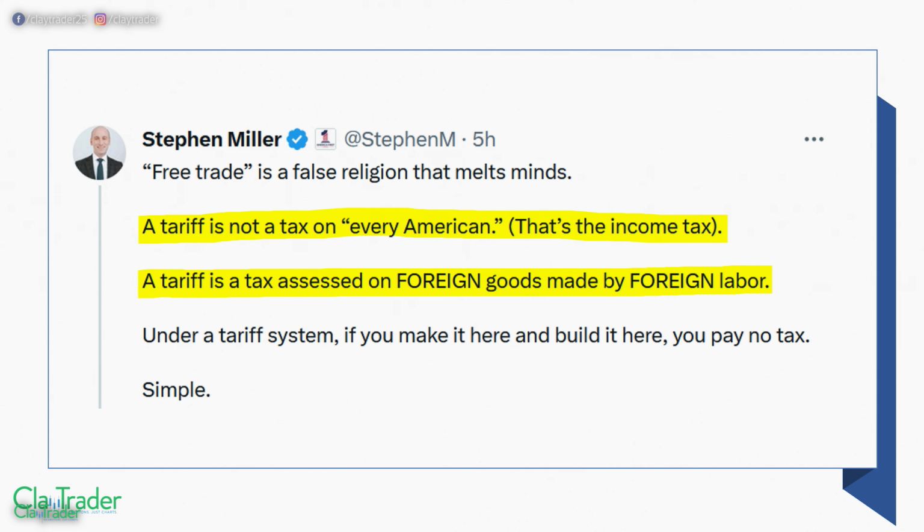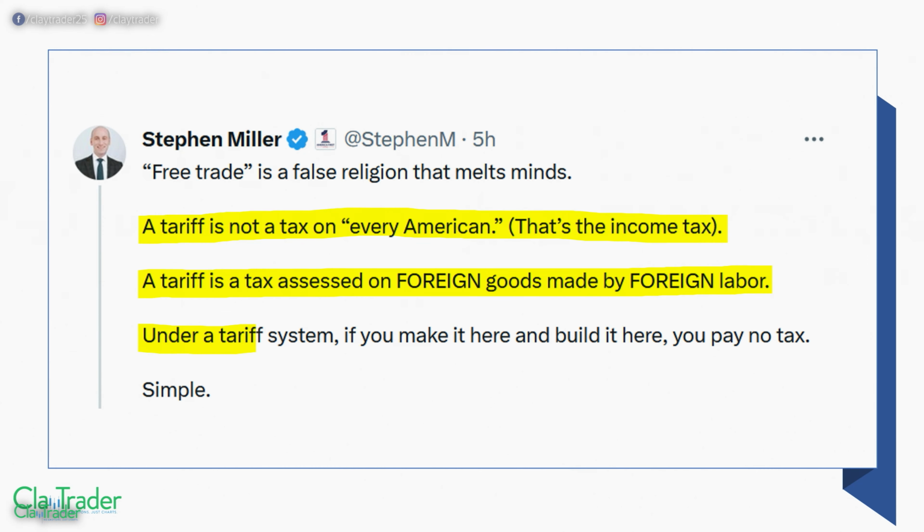But this person says, hey, they're not a tax on Americans. That would be called the income tax. That's what gets every American. And that is true. If you're an American and you have an income, you know that income is taxed. So far, yeah, he's being honest. A tariff is a tax assessed on foreign goods made by foreign labor. So there we go, we have our first insight into what a tariff is. And he's right. A tariff is a tax on another country.